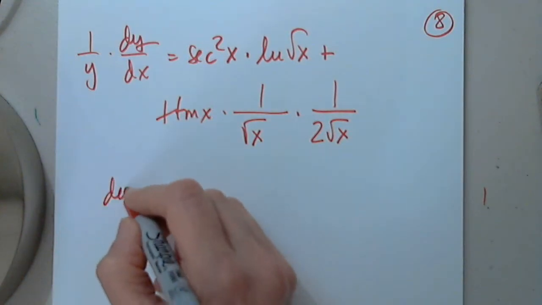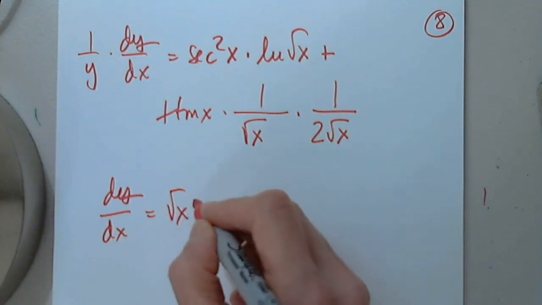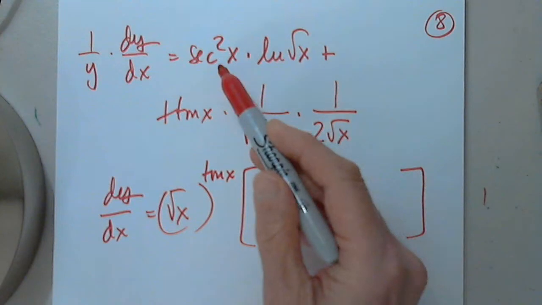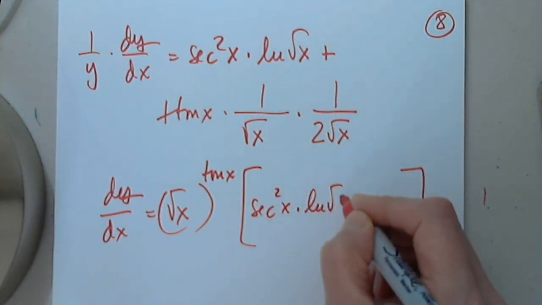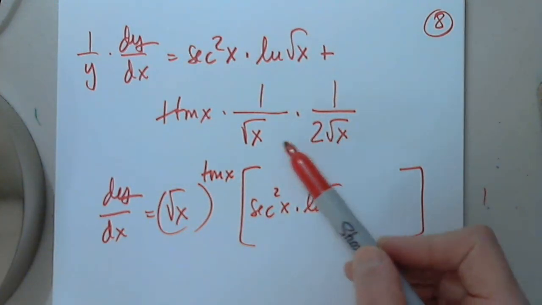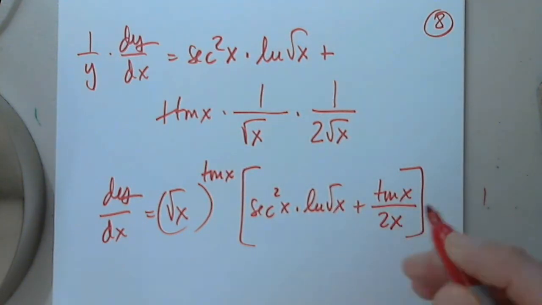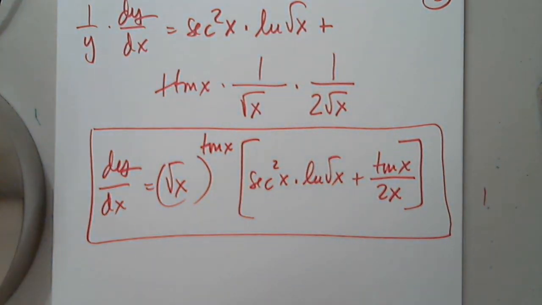So then dy over dx, I will multiply both sides by y, and y is the square root of x raised to tangent x. And now let's see what we have in brackets. This cannot be further simplified, so this is secant squared x times natural log of the square root of x. But here this is nice. 2 times the square root of x times the square root of x is 2x. So I have plus tangent x over 2x. And this is it. So I had to apply natural log first before differentiating implicitly.